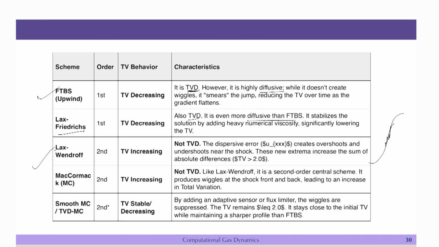Then all these, Lax-Wendroff and MacCormack, they are not TVD. So what you need to do is use some smoothing function here, so that it becomes TVD, that is, total variation diminishing. And how do you do that? I will just show you for MacCormack.